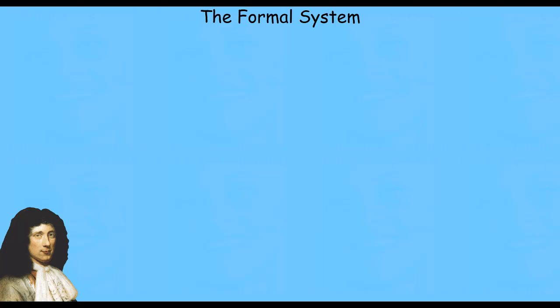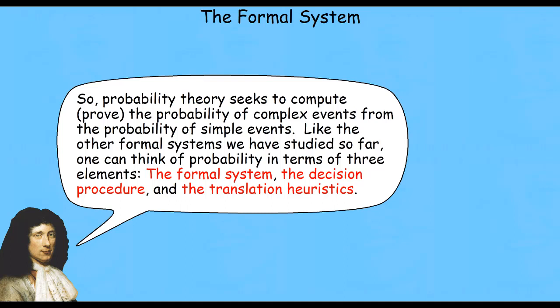So at the end of the last module, we began talking about the formal system, the underlying structural elements of probabilistic inferences that we want to be able to capture, to represent, to make explicit. And so we differentiated between simple events, events or descriptions of events that are made true or false by just one aspect of the world, and complex events, events that require more than one aspect or that can be made true in more than one way. And so probability theory is going to seek to compute or to prove the probability of those complex events from the probability of those simple events.